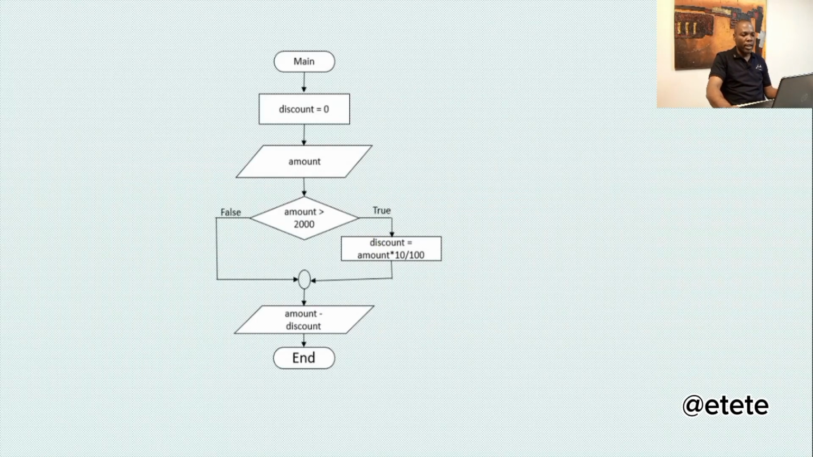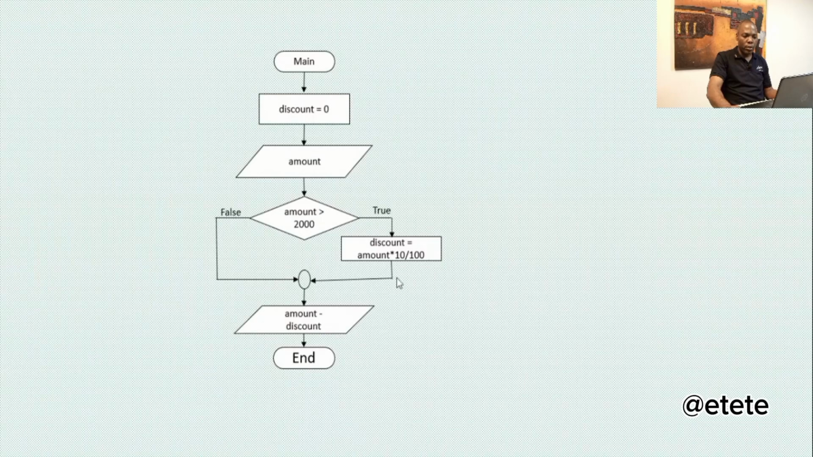So this is the flow chart that I designed for that. Now, this is main. This is discount. You are going to create a variable and assign 0 to it. And then the amount will be given. It will check here. If the amount is greater than 2,000, if it is true, then you will now calculate 10% of that amount and then reassign it to discount. Then the final output will now be amount minus discount.